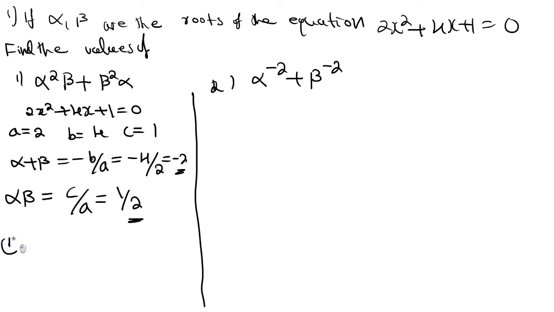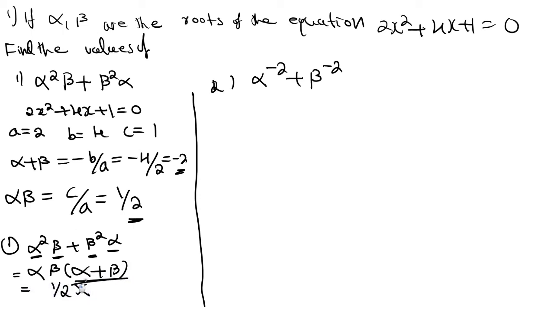So consider the first question. First question is alpha square beta plus beta square into alpha. Observe this sum carefully. Here alpha square is there, here alpha is there. So you can take alpha outside. Here beta is there, here beta square is there, you can take beta outside. What's the remaining sum? Remaining sum is alpha plus beta. It's equal to alpha beta. What is the value of alpha beta? Alpha beta value is 1 by 2 into alpha plus beta. Alpha plus beta value is equal to minus 2. See, we have 1 by 2 into minus 2. 2 gets cancelled. Minus 1 into 1 is equal to minus 1.